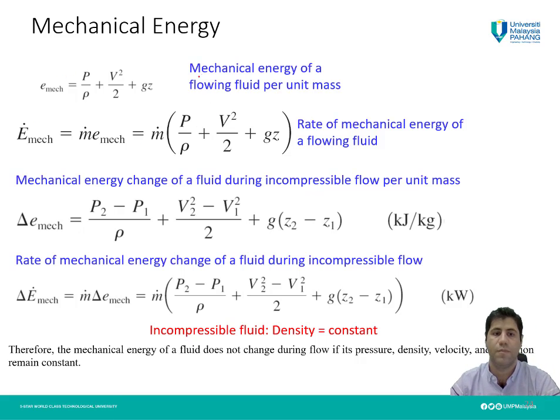So the mechanical energy of a flowing fluid per unit mass is this much: E mechanical equals P divided by rho plus V squared divided by 2 plus gz. This is due to elevation, this is the potential energy, this is the kinetic energy, and this is due to the pressure of the system.